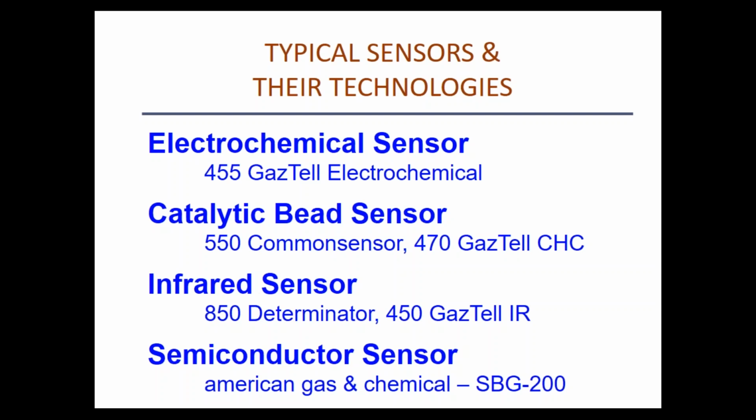Semiconductors. A lot of people use semiconductors. American Gas and Chemical, which is our sister company to Delphian, uses the semiconductor sensor. We sell it, the reason we don't sell it under Delphian is because we think of it more as a go, no-go gas monitor rather than gas detection.